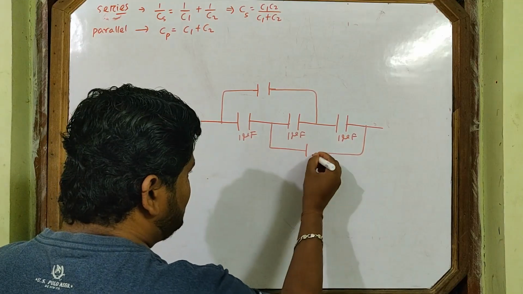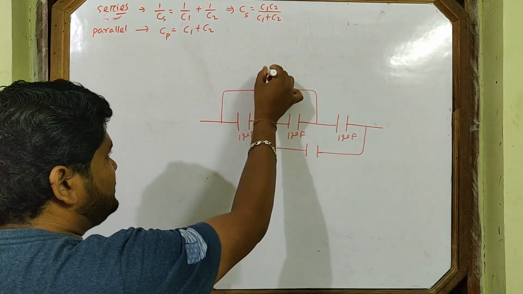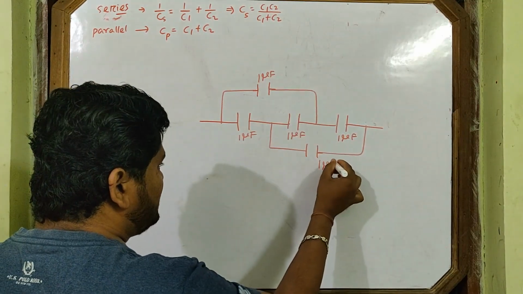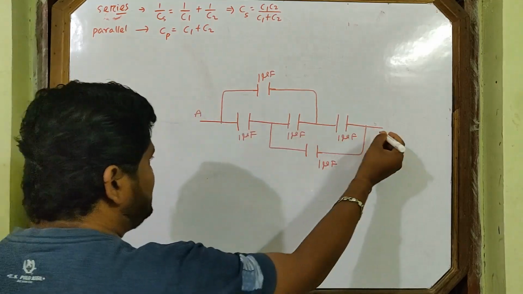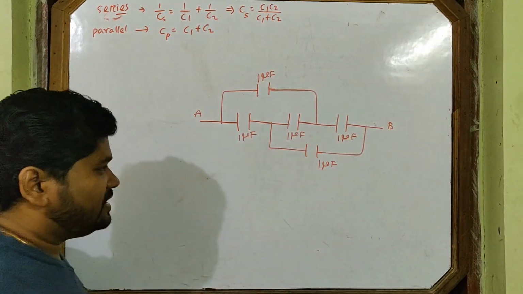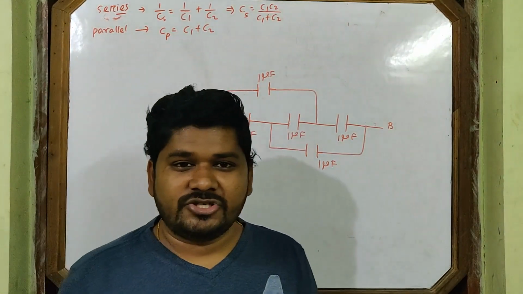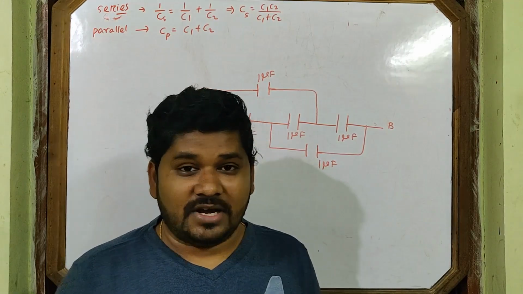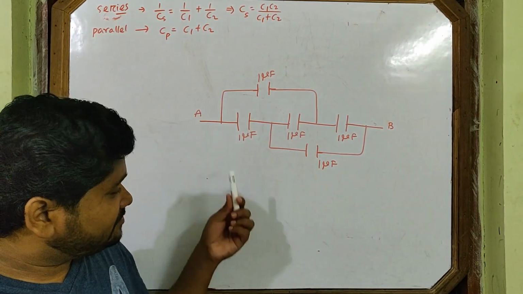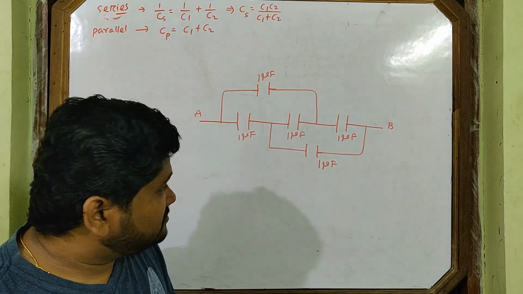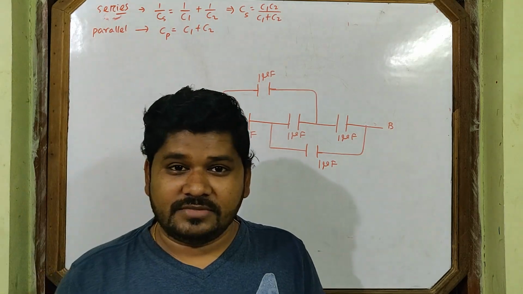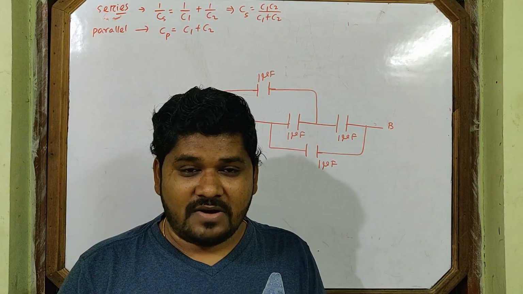Now what happened here? If I connect like this, here is 1 microfarad, here is 1 microfarad. This is A, this is B. Now how will we solve this question? Now it seems to be difficult. How will we do this one? How will we solve this question?